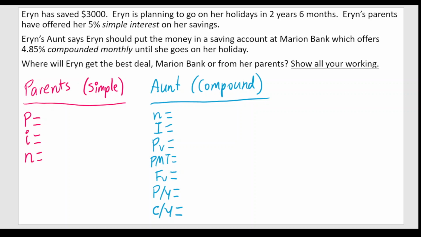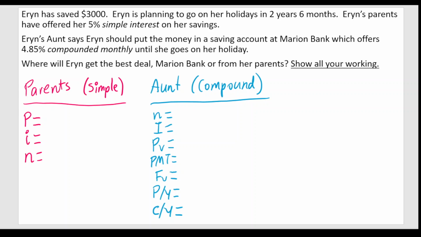Okay, in this problem, we are doing a comparison between two different situations. So what we're going to do first is have a look at what the question is saying. So Erin's got $3,000 saved. She's planning to go on holidays in 2 years and 6 months.